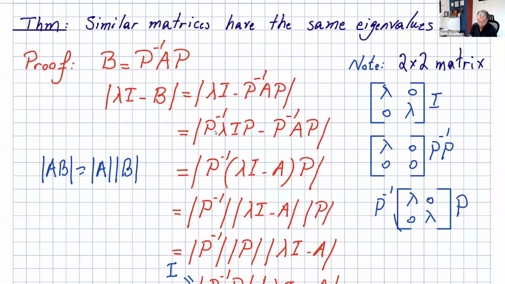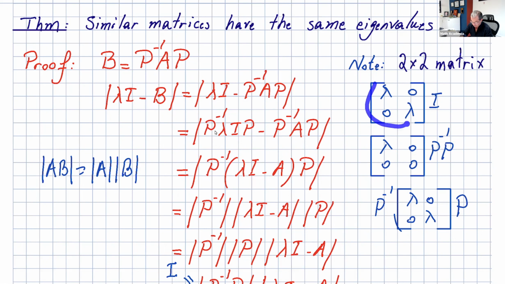This is the characteristic equation for B: the determinant of lambda I minus B. Then you can write that as lambda I minus, instead of B, you substitute P inverse times A times P. Now, lambda I is a diagonal matrix, with lambda being the eigenvalues. Let's look at this note here. I did it for a 2 by 2 matrix, so we can write that as lambda times the identity matrix.